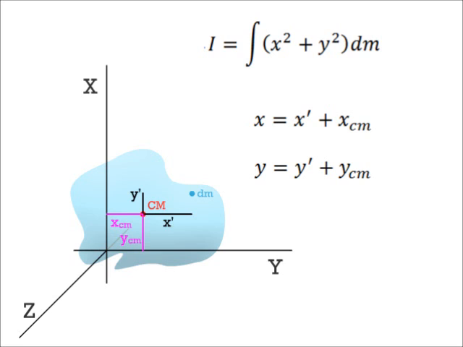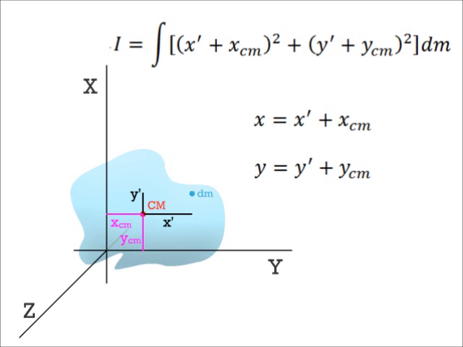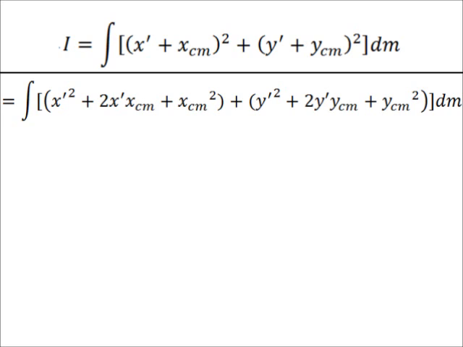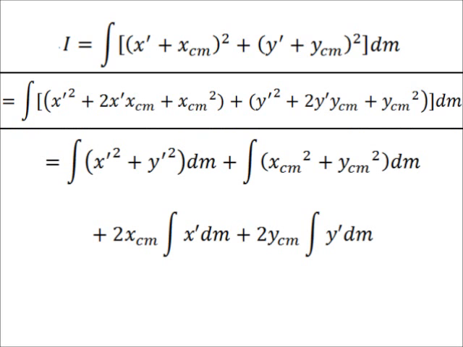So, substituting in these values for x and y yields our next equation. This, in turn, multiplying out each squared term, will give us this equation. Then, splitting the integral apart into many different integrals, we get this equation. You may want to pause the video now to check for yourself that these equations are indeed mathematically identical.